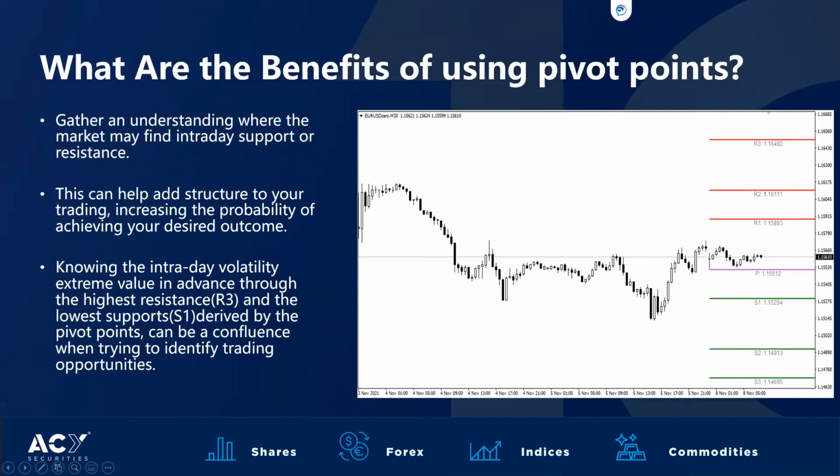Now, the main benefits of using the pivot points. First of all, it's to really gather an understanding of where the market may find intraday support or resistance. It can also help add structure to your trading, increasing the probability of you achieving your desired outcome. And finally, knowing the intraday volatility extreme value in advance through the highest resistance, which is painted on there as the R3 on the chart on the right, derived by the pivot points, it can be a confluence when trying to identify trading opportunities.